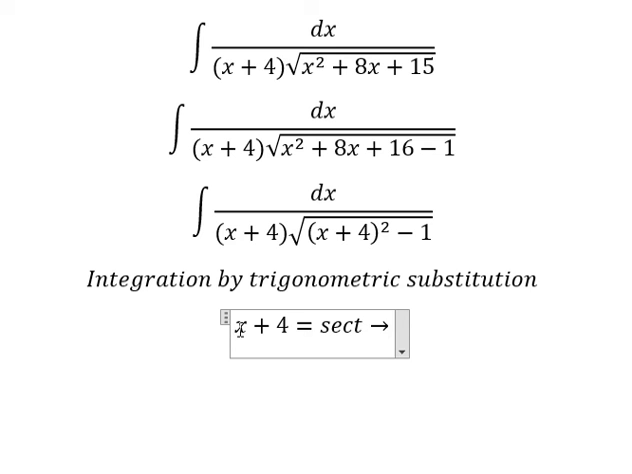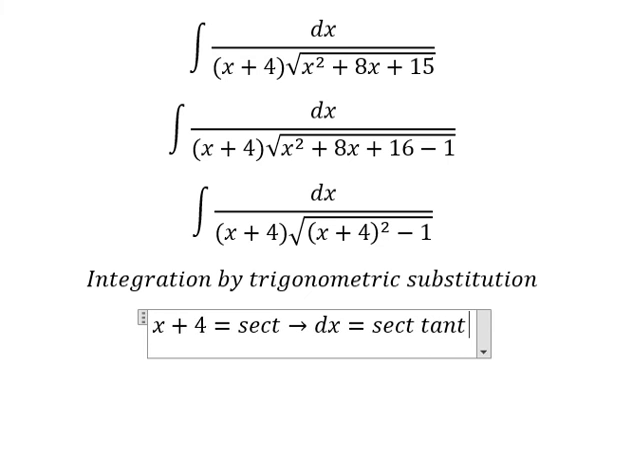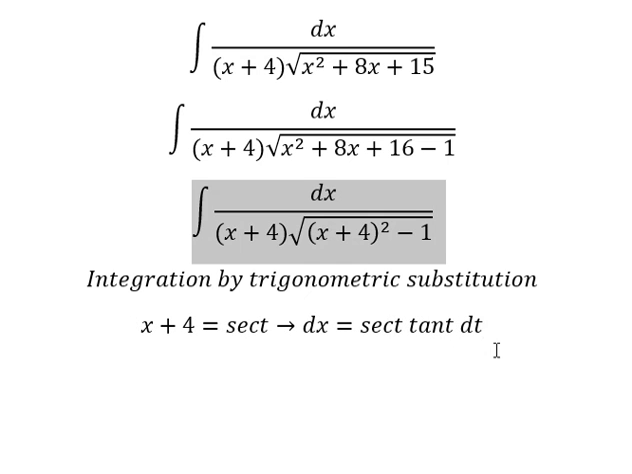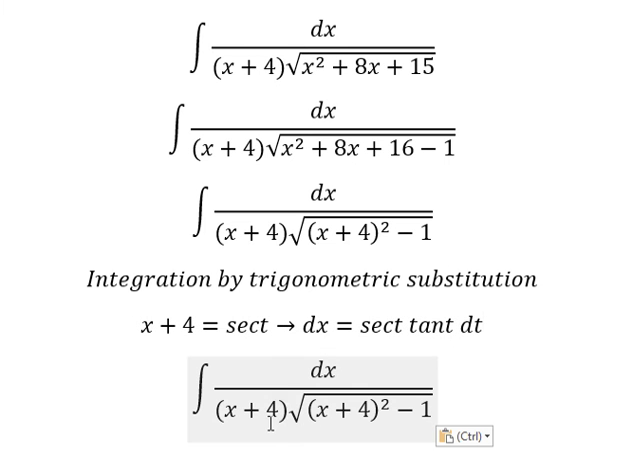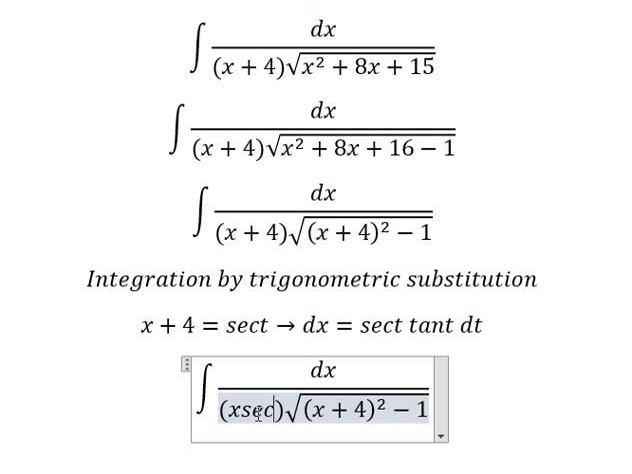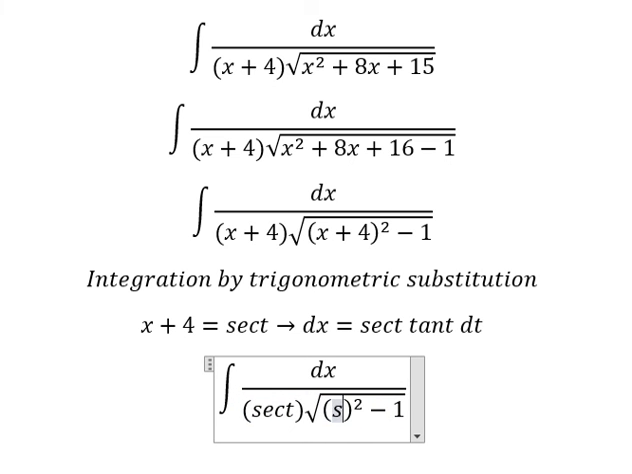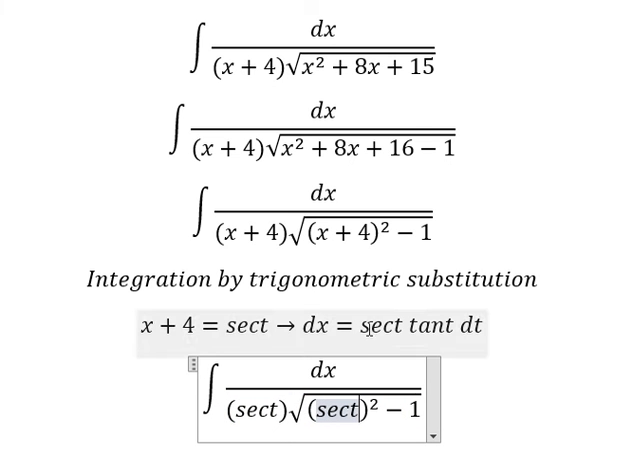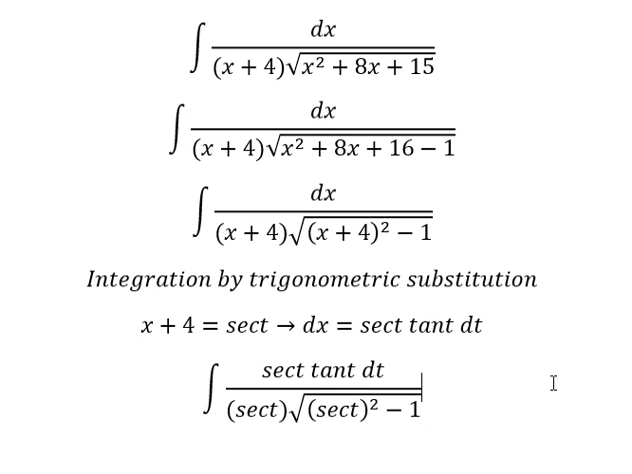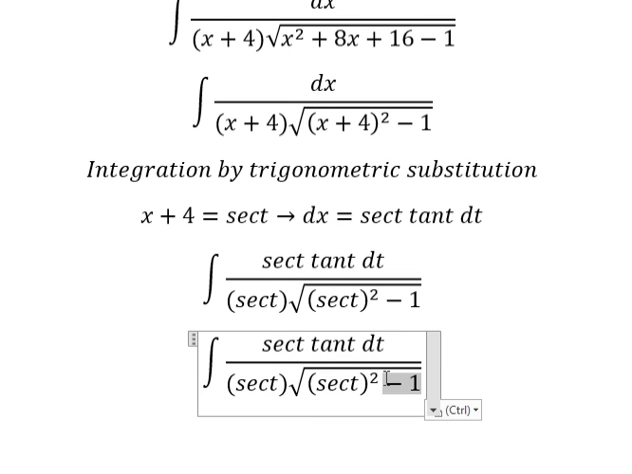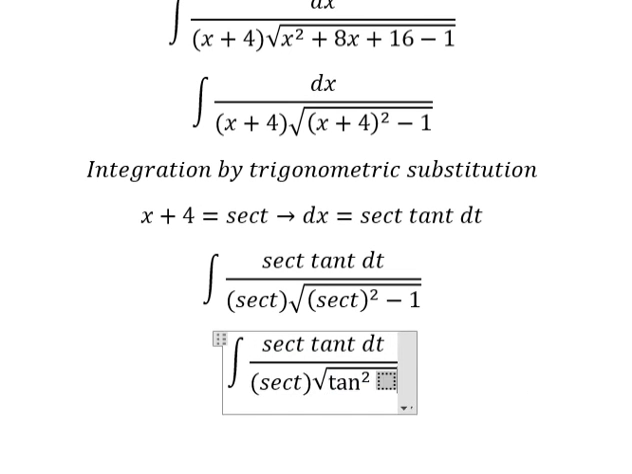Next, we need to first take the derivative of both sides. This one we have secant of t tan t dt. So I will put this one here, and this one here. Dx we change by this one. This one we have tan t squared.